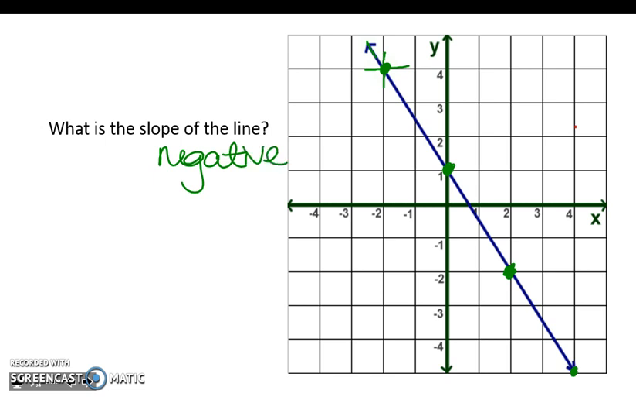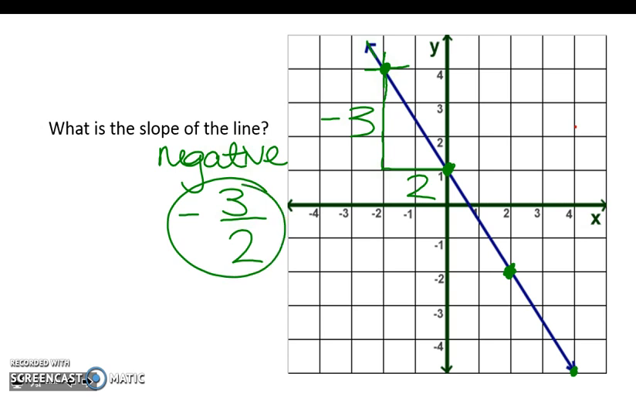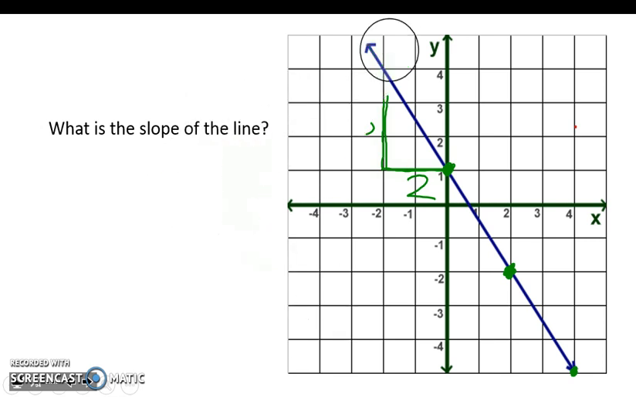And then I'm going to count it. So I'm going to start at this first dot and count 1, 2, 3. So it's down 3 and right 2. Guys, on your homework, you will need to show me your counting on the graph. Otherwise, I won't count it correct. You got to show me all of your work.